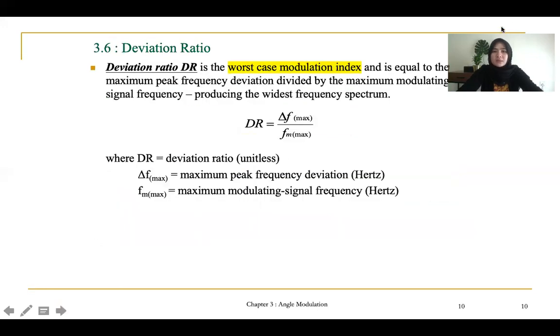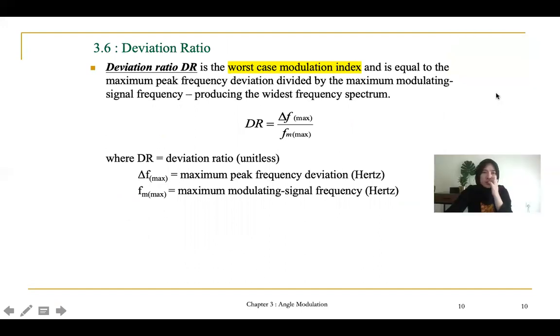So next is the deviation ratio. The deviation ratio is basically the worst case modulation index. It's a modulation index, but for the worst case scenario. The formula for deviation ratio is DR equals ΔF max, which is the maximum peak frequency deviation, divided by the maximum modulating signal frequency.